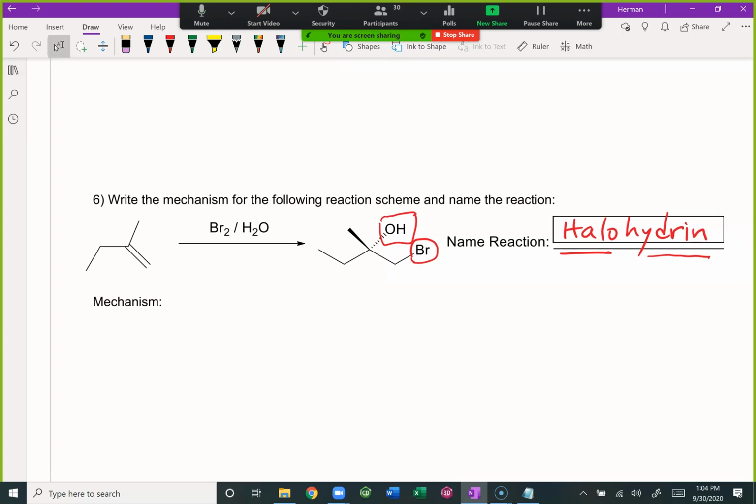One thing you have to worry about when you do a mechanism is to get to the final product. You have 2 options here for the intermediate. You have to figure out which one of the 2 you need. One way to finding it out is by pushing electrons. So we're going to start pushing electrons. This is my starting material. Here's my bromine.